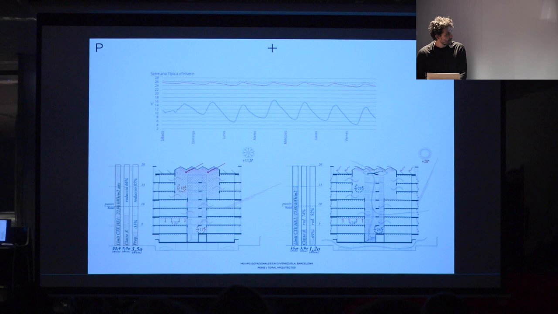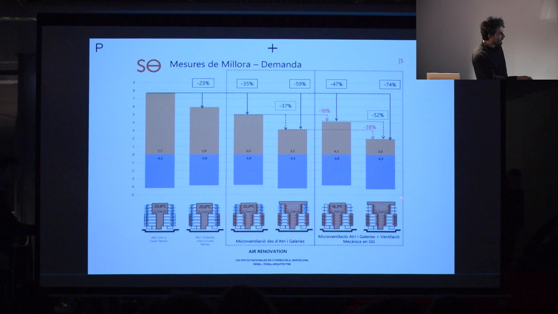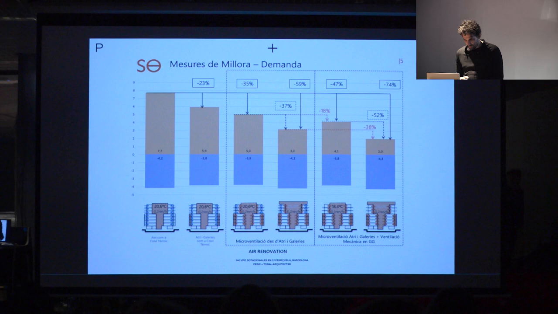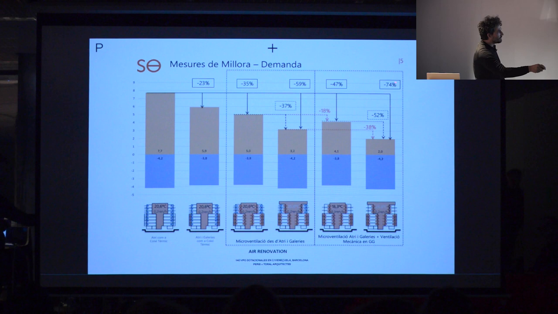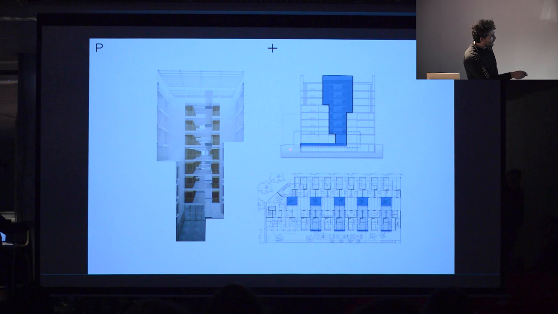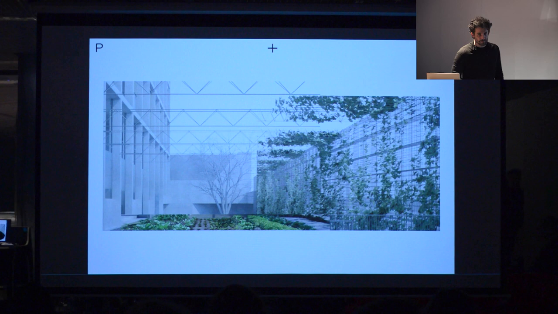In this case, we also renovate all the air through the atrium, because it's a big space, so all the interchange of the air of the houses is going through here, which means a reduction of 74% in the demand of the winter. And in the summer, we allow the air to enter through the garden and go into these spaces. This is the garden where the air is entering the building.